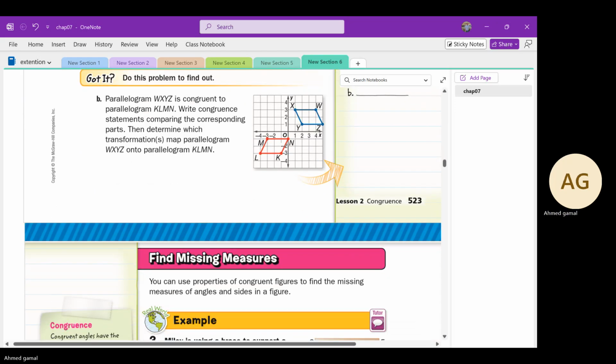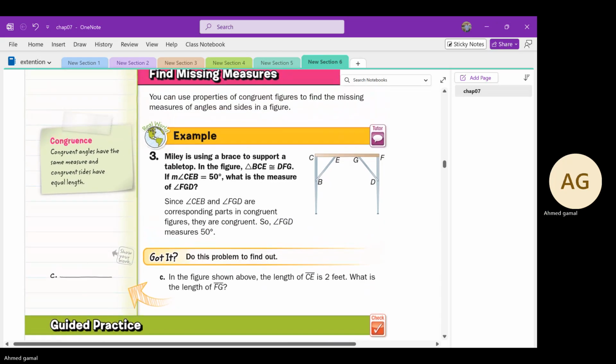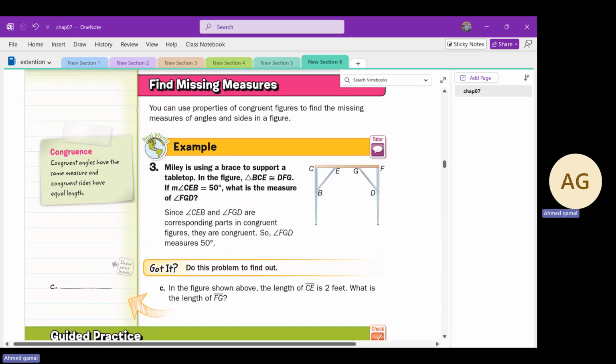Also, in this example, in finding the missing parts, it says in the triangle shown above, the length of CE is 2 feet. What is the length of FG? FG and CE are the same, 2 and 2. So we can say that it is 2 because they are corresponding congruent parts.